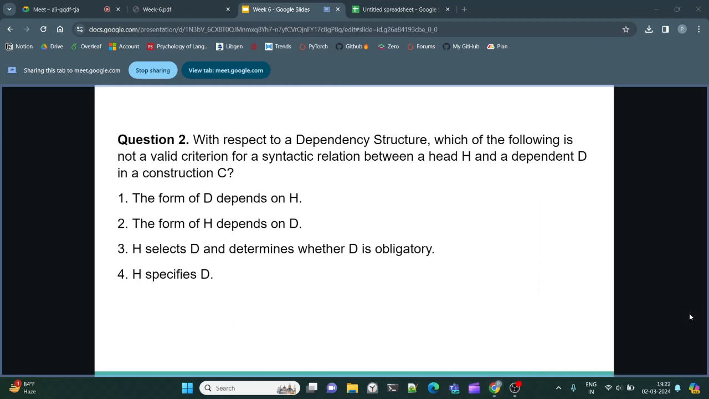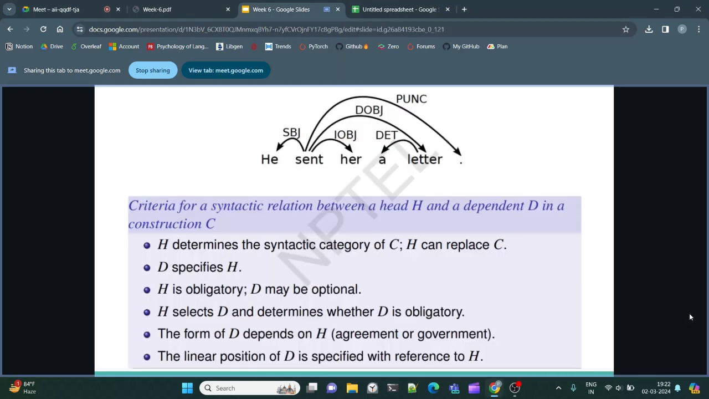Okay, then let's discuss the official solution once. Before going on to the solution, let's go over what are the different criteria that have been put. These are the necessary criteria that have been established between the head and the dependent in order to have a valid syntactic relation. First is the head determines the syntactic category of a construction. So here we have this sentence, right? He sent her a letter. So let's pick up a construction. Let's say a letter.